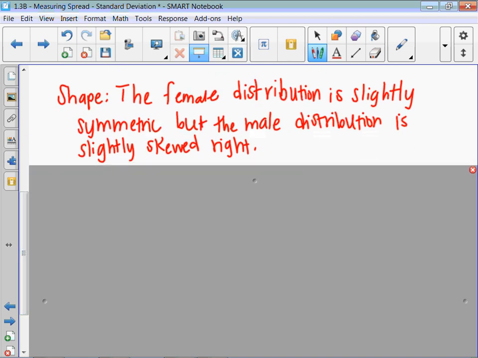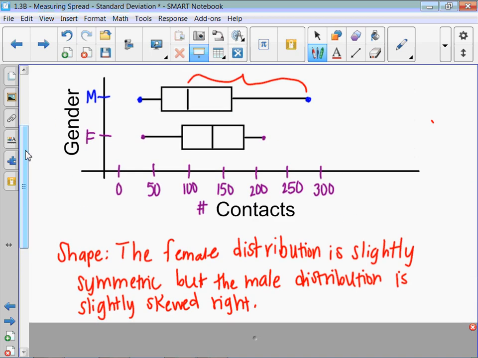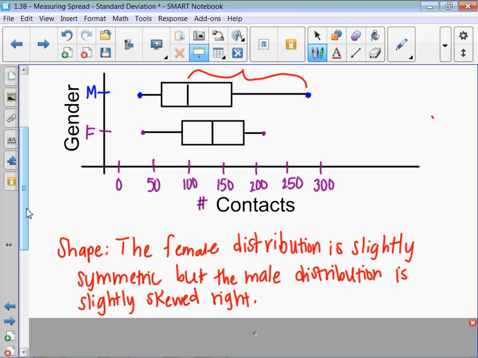And now we've got the center. Let's just look at the median, compare the median. So Jack, what do you think for the median? Yep, so greater than. So do it in the context of the problem. That means females have more contacts than males on average.